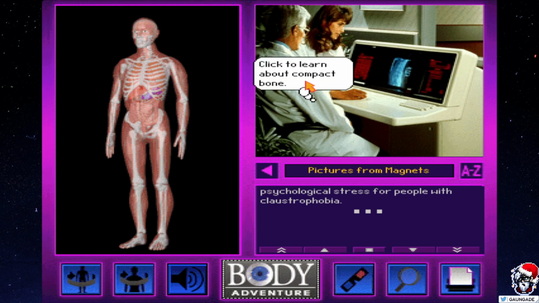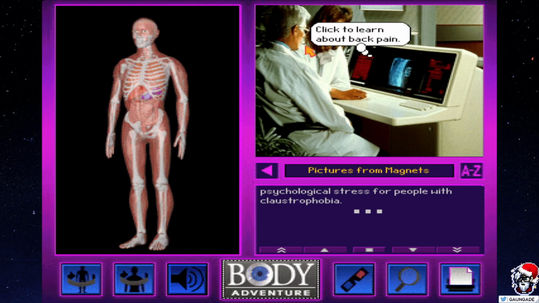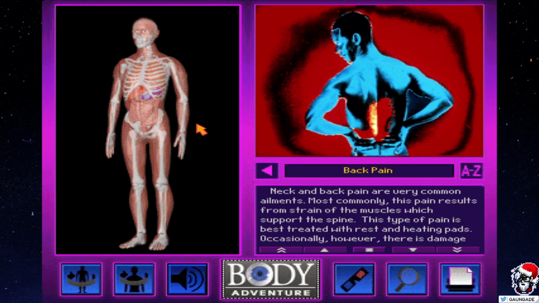Learn about back pain. Neck and back pain are very common ailments.